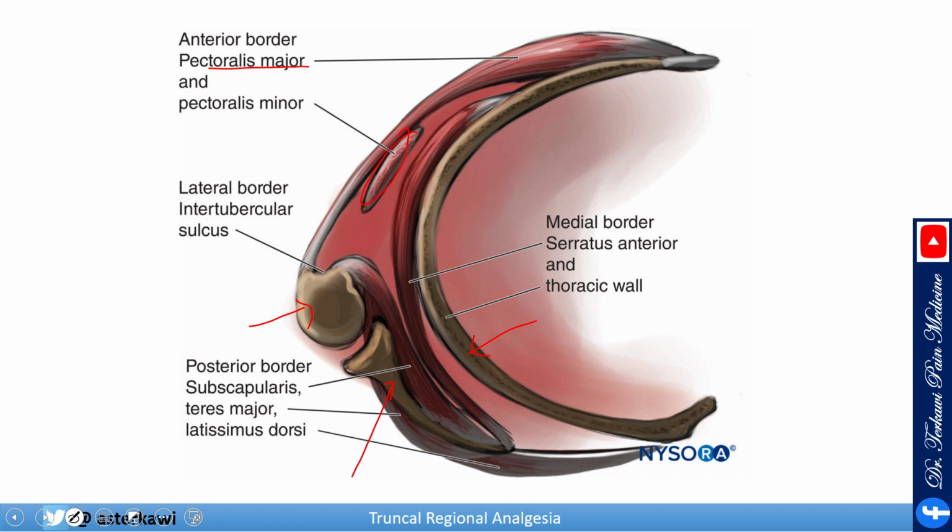We will see in the PECS block when you put the ultrasound here more medial versus here more lateral, how you find the pectoralis minor, and underneath that you have the serratus anterior attached to the thoracic wall.